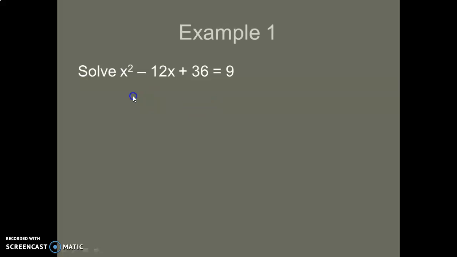But first, let's look at this example one where we can already identify the fact that it is a perfect square trinomial. Why? Because you have x squared here, which is a perfect square, 36 here, which is also a perfect square, and the middle term is twice the square root of 36, which is 6, times the square root of x squared, which is x. So you have 2 times 6 times x, which is 12.